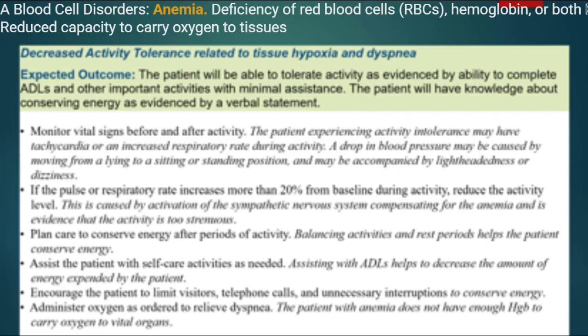Another key intervention is to limit unnecessary energy expenditure like long visits, frequent phone calls, or constant interruptions. Finally, if ordered, we administer oxygen therapy to relieve dyspnea because these patients don't have enough hemoglobin to carry oxygen to vital organs effectively. Overall, the nursing role is to balance activity and rest, conserve energy, and make sure patients stay safe while still maintaining independence.